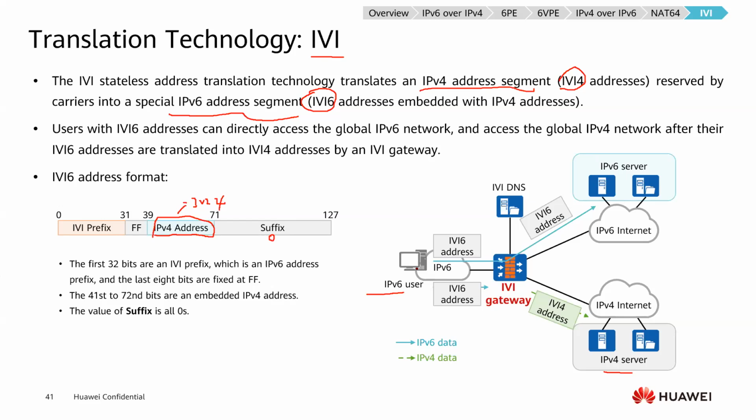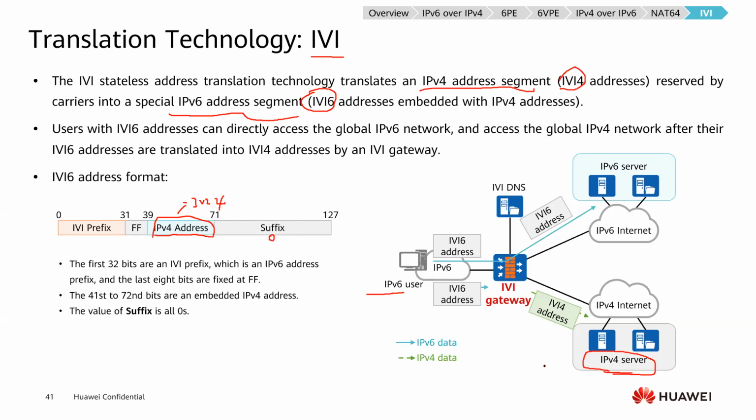And then it will send the IPv6 packet to the IVI gateway. When the IVI gateway receives this packet, because the source and destination addresses are both IVI6 addresses, the gateway will directly change them to the IPv4 addresses for the source and the destination. So it will send the IPv4 packet to the destination.